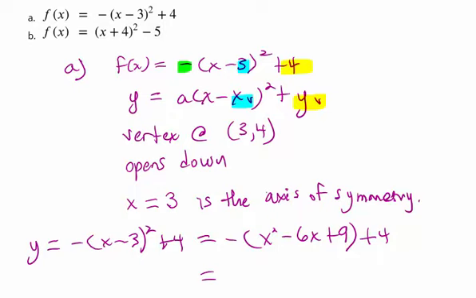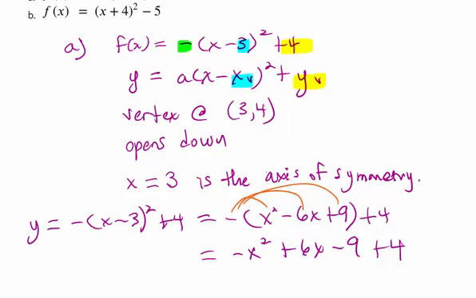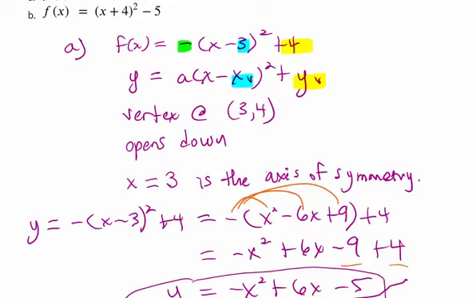Now distribute the -1. And that gives us negative x squared plus 6x minus 9. And don't forget the plus 4. And combine like terms. So negative x squared plus 6x minus 5. So if we're asked to write the equation in standard form, here it is, where a, the leading coefficient, is -1, b is 6, and c is -5.